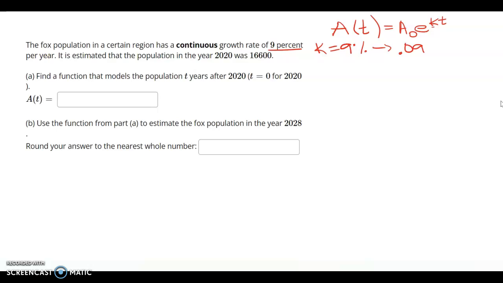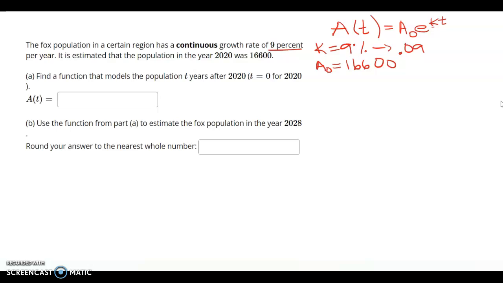Now t, it doesn't tell us the time. We don't know the time yet. We do know the initial amount, so at time 0, which is 2020, would be the 16,600. Oh, oops, one more 0.